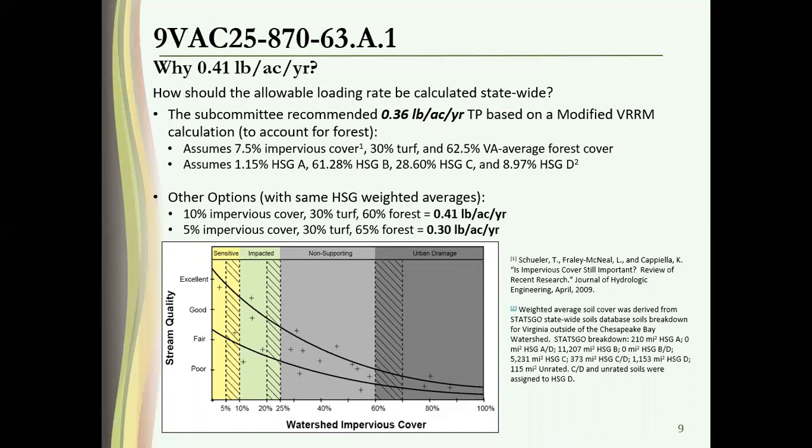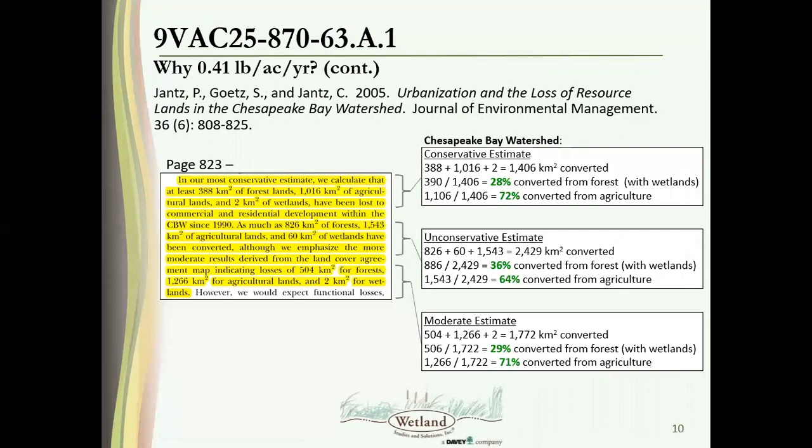So if we consider about 10% impervious surface, we get a loading of 0.41. If we drop that all the way down to 5% impervious and consider the rest of that forested, we drop down to 0.30. Basically, this is math, just math. Here's a graph to make math look pretty.